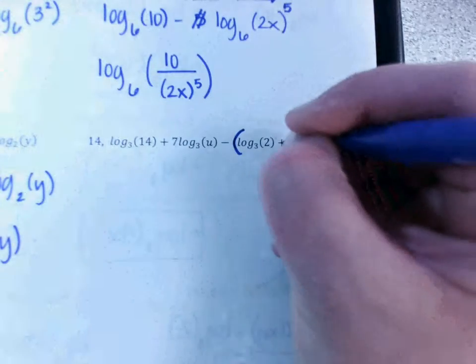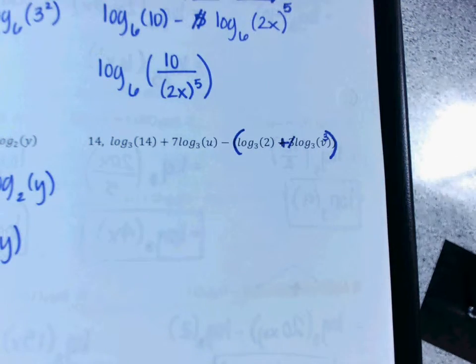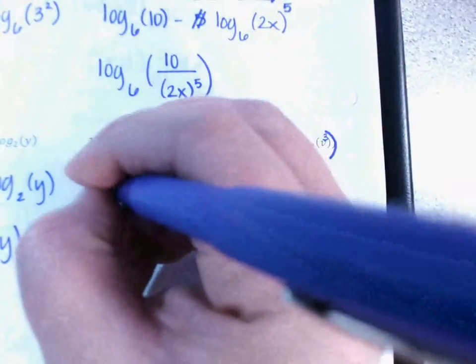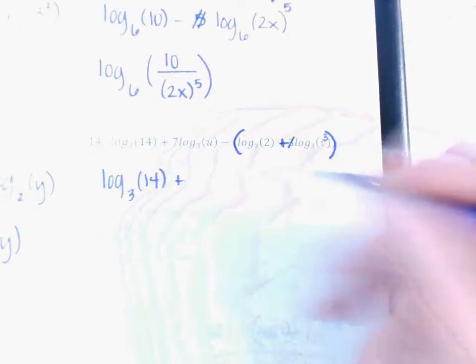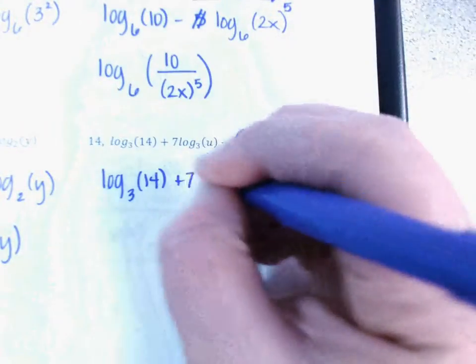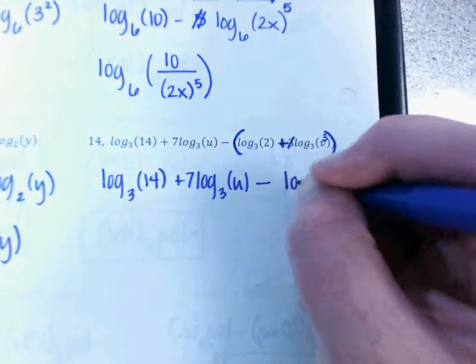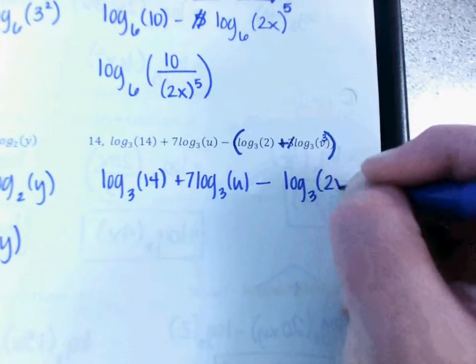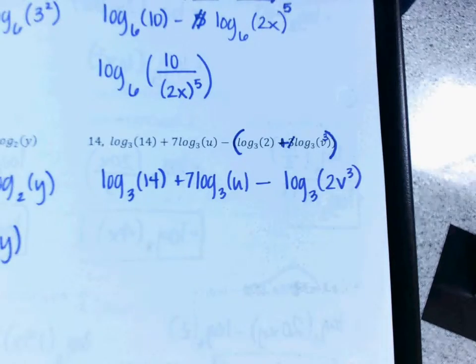So if it's addition here in the middle, that means that I need to do what with the 2 and the v cubed? Multiply or divide? Okay, good, multiply. So I have log base 3 of 14 plus 7 log base 3 of u, and then minus log base 3 of 2v cubed. So remember, that's your order there. You have to move that exponent up first, because it's not on the outside of the parentheses, it's in there with everything else. So you move the exponent, multiply them together.